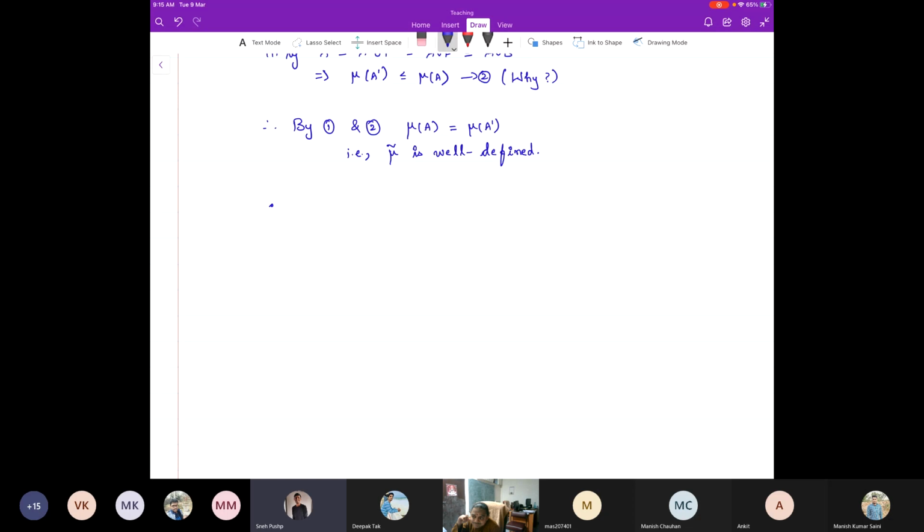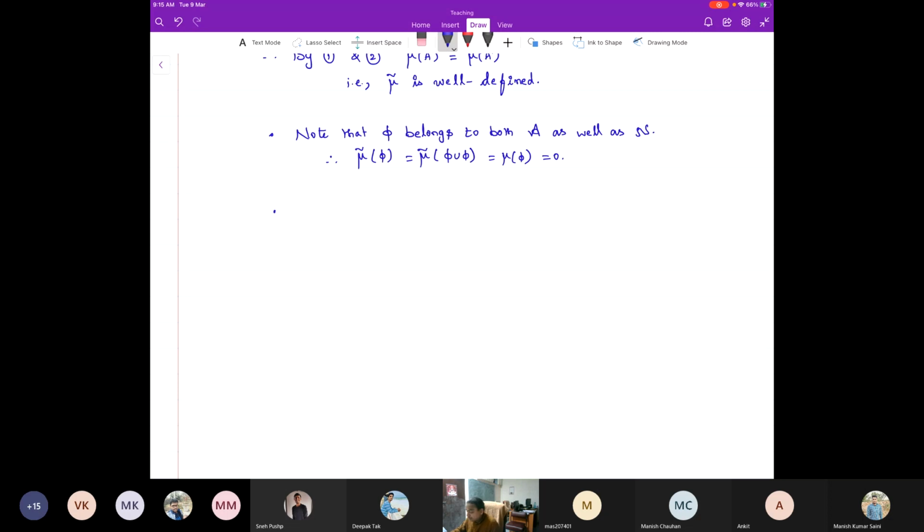Taking F and A both to be empty, we will get mu of phi. So the first thing to note is that phi belongs to both A as well as N. Therefore, mu tilde of phi is equal to mu tilde of phi union phi, which is mu of phi, equal to 0. That's it.